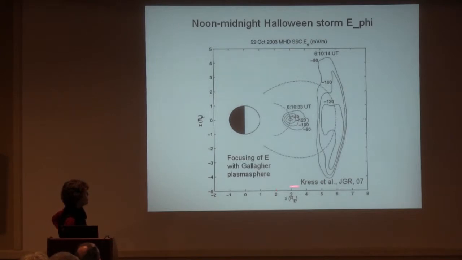This is from a paper by Brian Kress in 2007 using the same MHD code and 3D test particle code. But for purposes of just talking about the MHD results, this was for the Halloween storm that Dan mentioned. And this is two different snapshots, and this is like a topo map of the strength of the azimuthal electric field, which is what was plotted in those previous ULF wave plots I showed. And you see that the azimuthal electric field power gets concentrated.